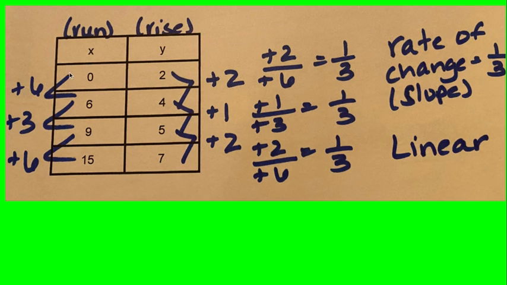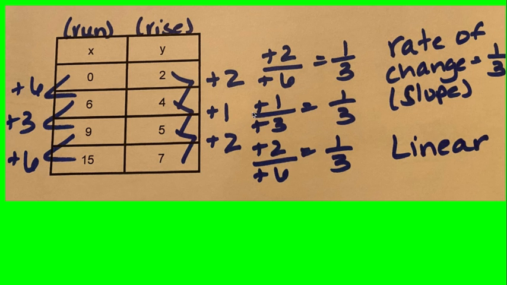Don't go ahead and automatically assume it's nonlinear. Do the same on the run side. From 0 to 6, it increases by 6. From 6 to 9, it increases by 3. But from 9 to 15, it increases by 6. Take all of your changes in your numbers and write them as rise over run. So from 2 to 4, it increased by 2, and from 0 to 6, it increased by 6.